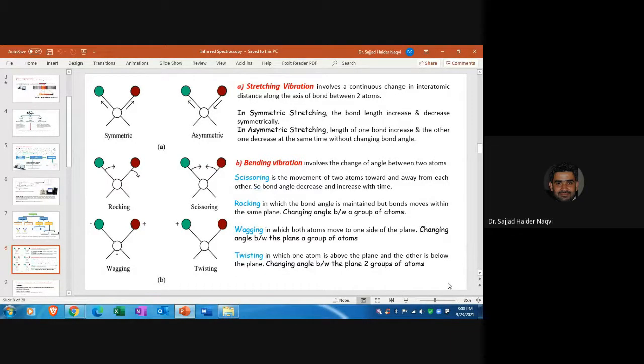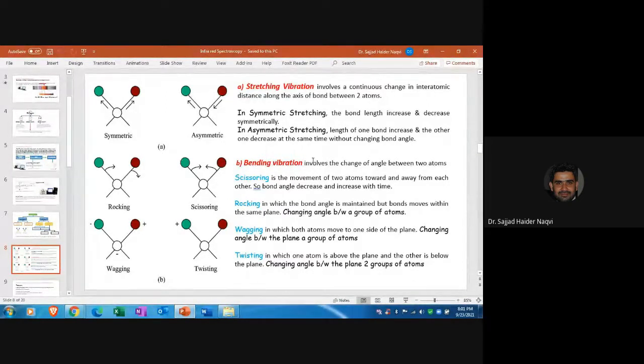For the stretching vibration, I have already explained that it is symmetric and asymmetric, and you can see they are in the same direction, symmetric, and that is asymmetric vibration. In order to explain, we know that in symmetric stretching, the bond lengths increase and decrease symmetrically. That's why it's called symmetric stretching. While in the asymmetric stretching, the length of one bond increases more as compared to the decrease of the other one. So that's why it's called asymmetric stretching.